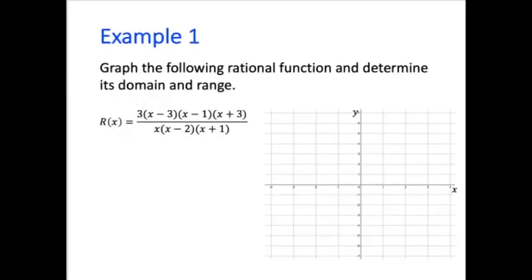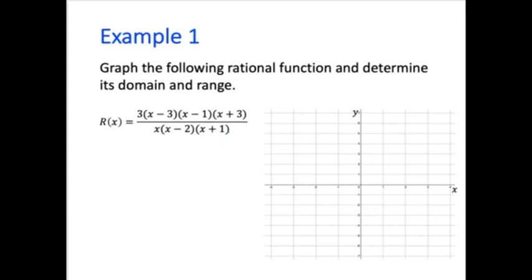Let's look now at example 1. Here we are asked to graph the following rational function and determine its domain and range. So we have here our rational function r of x. Notice that it is fully factored in the numerator and denominator, which will help us when we get to finding the x-intercepts, the y-intercepts, and any discontinuities. It doesn't so much help with finding the horizontal or oblique asymptotes, but we can still get around that.